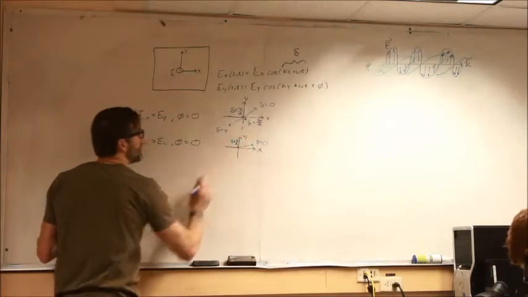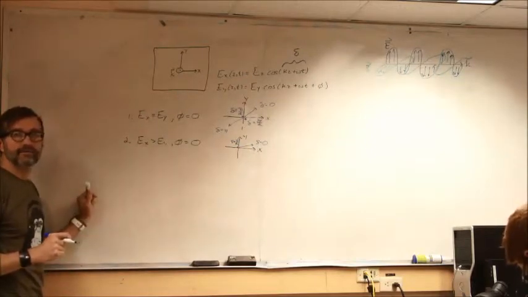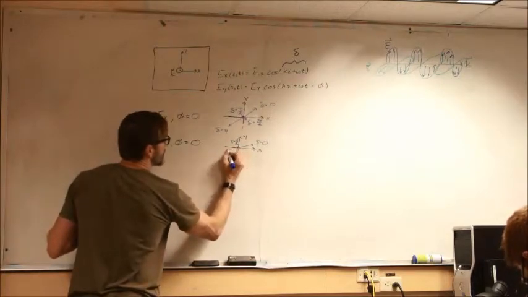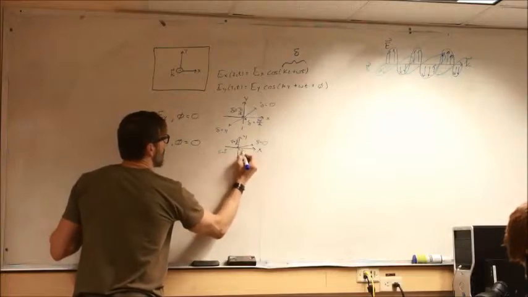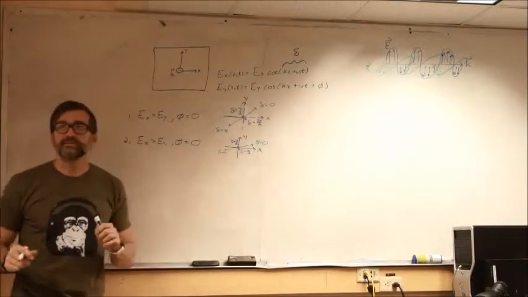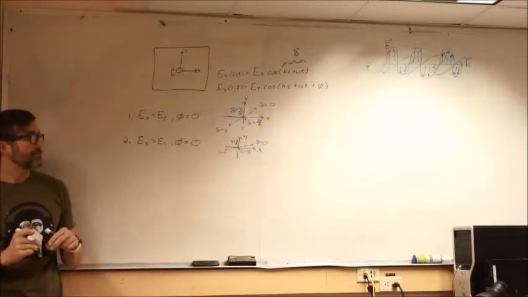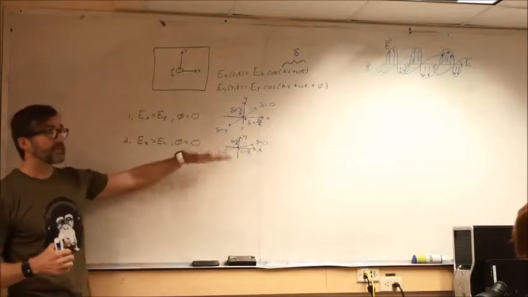At pi, I get the same relative x and y components that I got at delta equals 0, but with the signs reversed. So when I add those together, I'm going to get the vector like so. And then at 3 pi over 2, I get 0 again. And so what state of polarization am I now describing? Right, it's still linear polarized light, but the angle of polarization is different.